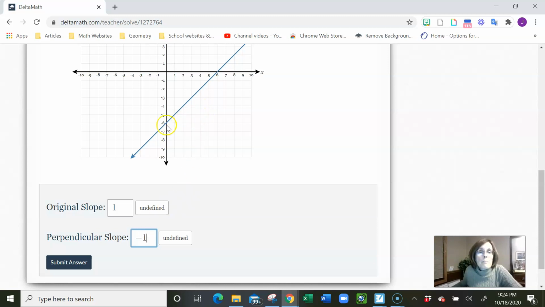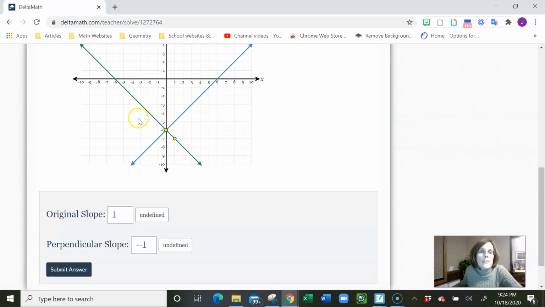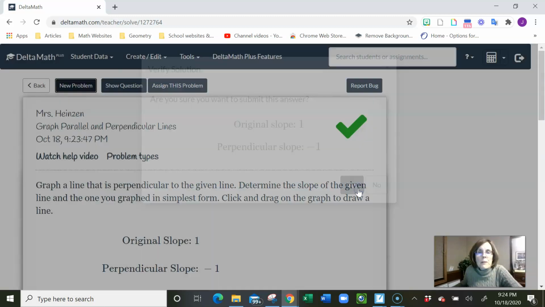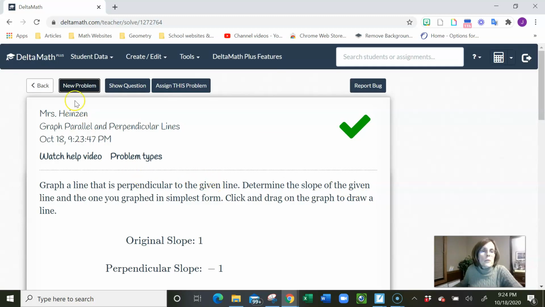So then I could just pick a point here, and I could start here, and I could do a negative 1 slope. I went down 1 over 1. So you could do the slopes first and then do your line, or you could find the line first and do your slopes. But those are the skills that you are going to want to do.